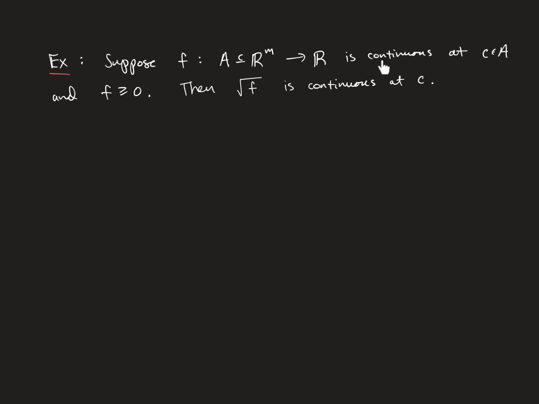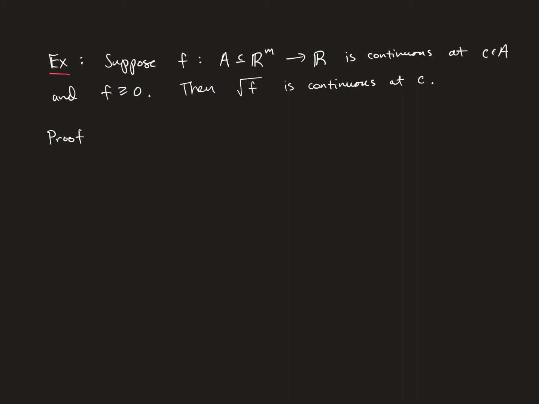And let's say that this function is continuous at some point in the domain, c, and also that the function is non-negative. Because what I want to do is look at the square root of this function. So the square root of that function is also continuous at c. Okay, so this will, in particular, imply that the square root of x as a function is continuous on the domain of non-negative real numbers. So the book does that example. I'm just going to do this somewhat more general example.